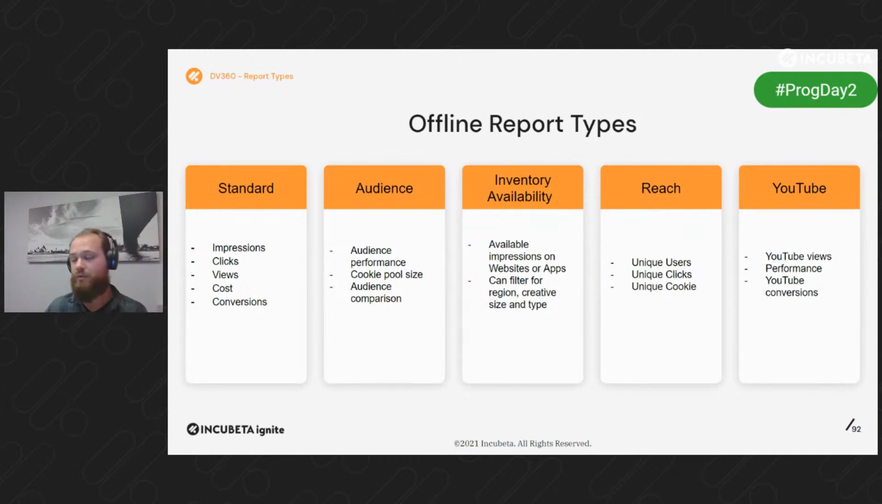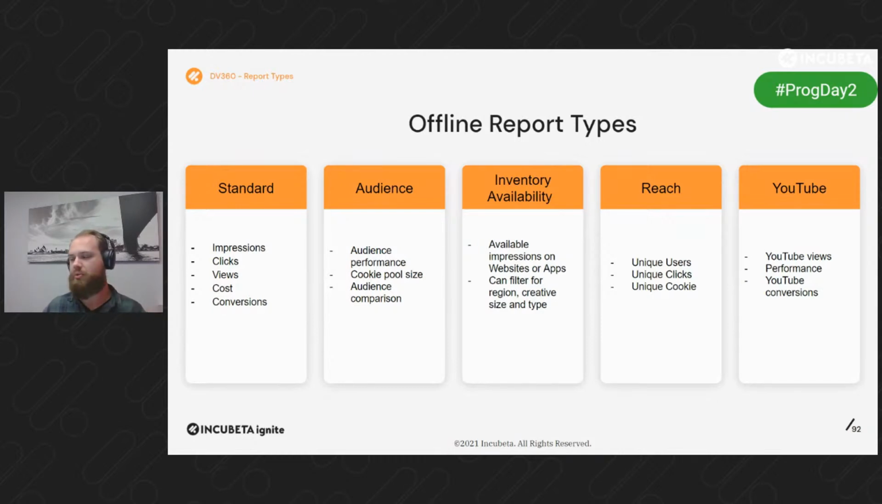Inventory availability, which is a really useful report. It allows you to see the available impressions for a specific creative, or on a specific website, or with a specific deal, so that you have insight into how many impressions or clicks are available, and how many users are looking at those potential placements.